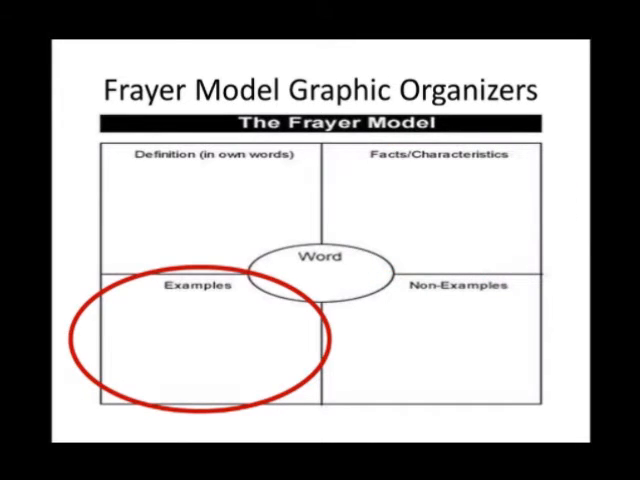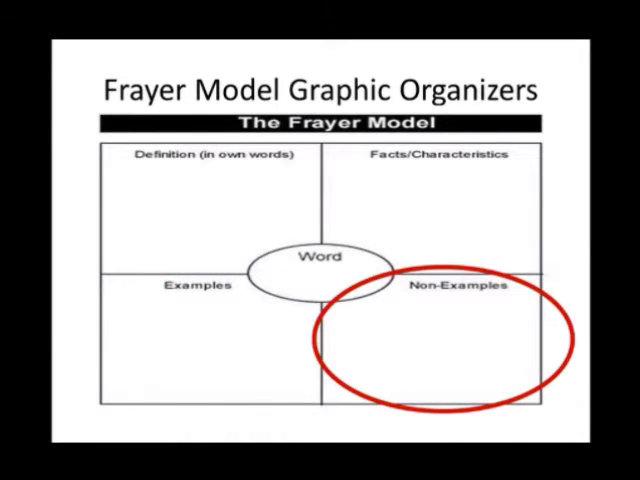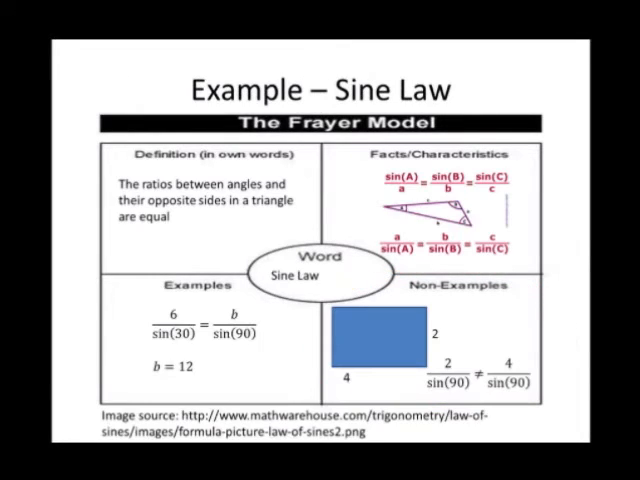The fourth part is examples. Here you can define useful examples for students to view later and help build their example space. And no example space would be complete without the non-examples as well. I set up a couple of examples here using a Fourier model graphic organizer.